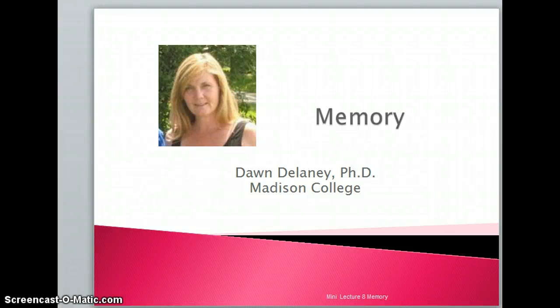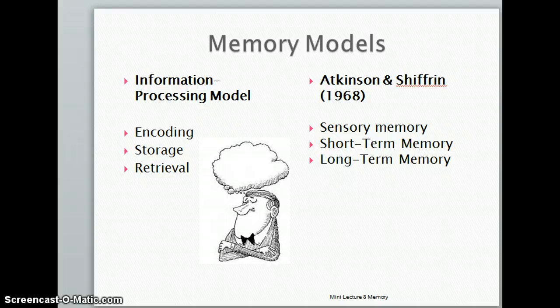Hello, in this video we'll turn our attention to the study of memory. The first thing you should put in mind as you think about this memory material and the modules on memory from the textbook is that there are two complementary models being described and used.